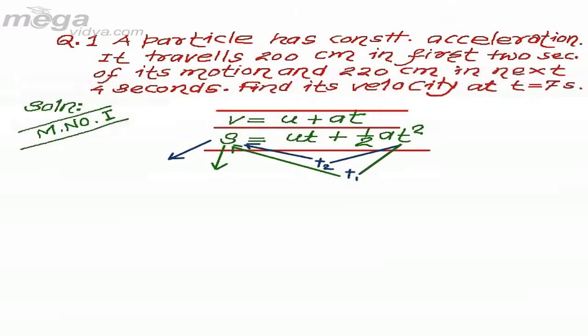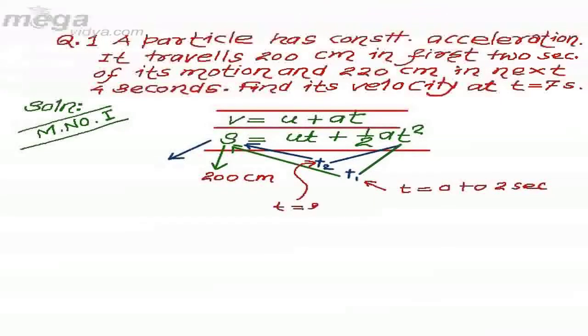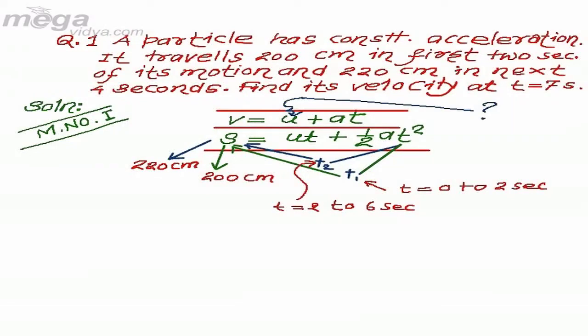You can see here that for the first time interval t1 of 2 seconds, we have been given a displacement of 200 centimeter, and for the next time interval t2, which starts from t equal to 2 second to t equal to 6 second, for the period of 4 seconds, we have been given a displacement of 220 centimeter.